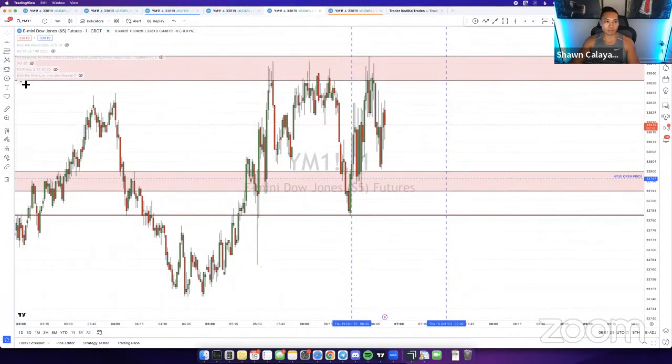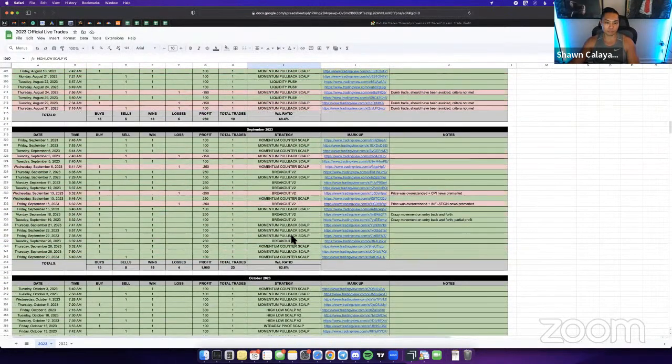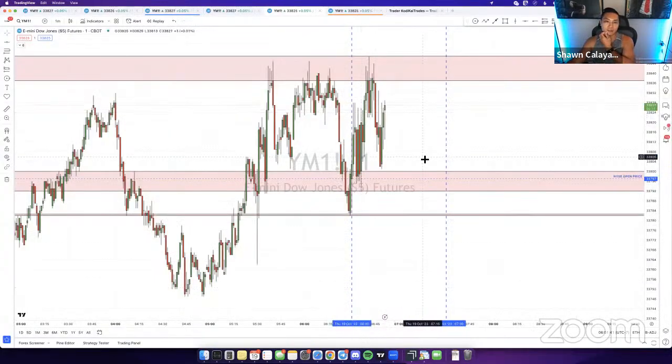That's why I think the spreadsheet here is good, because if you document all your trades, you can look at your losing trades too. Which strategy are you using that you keep losing with, right? If you keep losing at a certain strategy, if you keep losing at liquidity pushes, then don't take any more liquidity pushes, right? For me, I don't take any more liquidity pushes because I understand how risky the trade is.